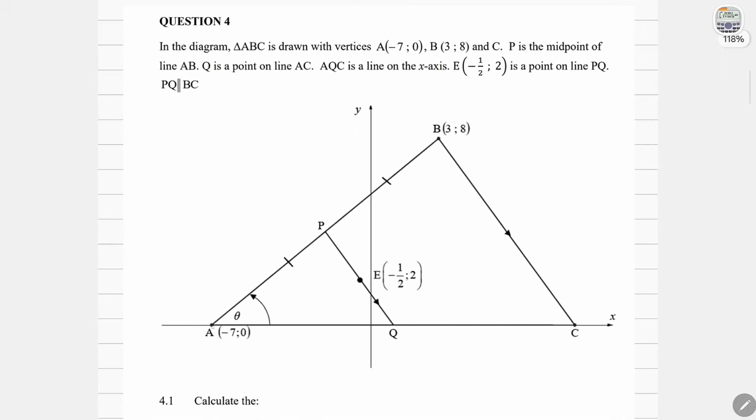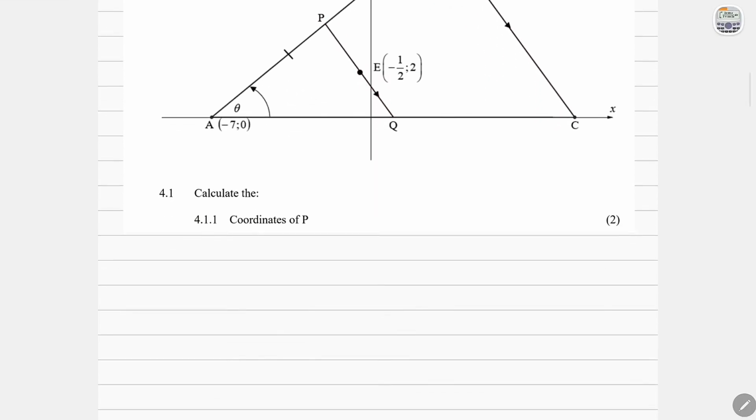Question 4 says, in the diagram, triangle ABC is drawn with the vertices A, which is (-7, 0), B, (3, 8), and C, which we can see is on the x-axis. P is the midpoint of line AB, Q is a point on line AC, and AQC is a line on the x-axis. E, which is (-0.5, 2), is a point on line PQ, and we are also told that PQ is parallel to BC.